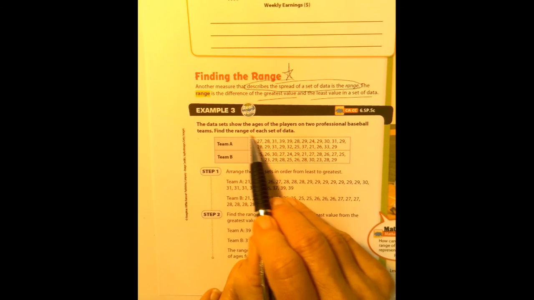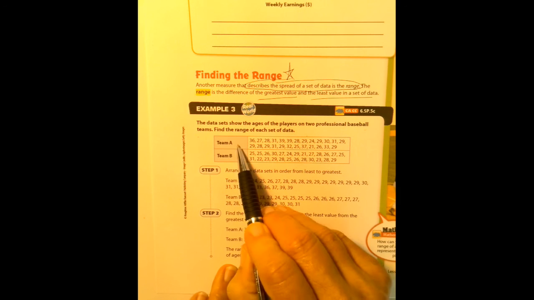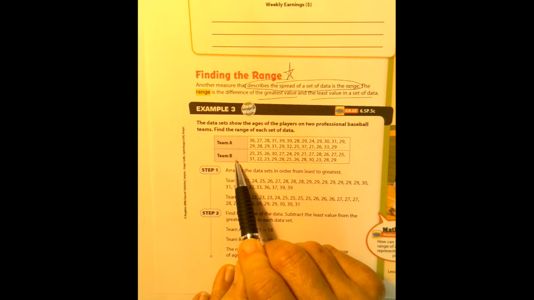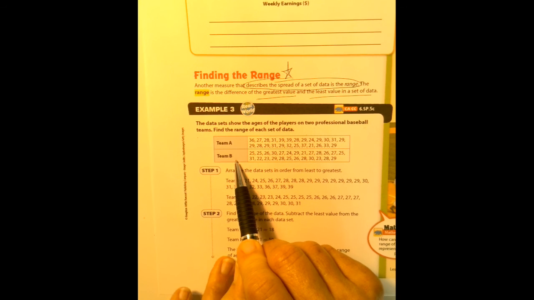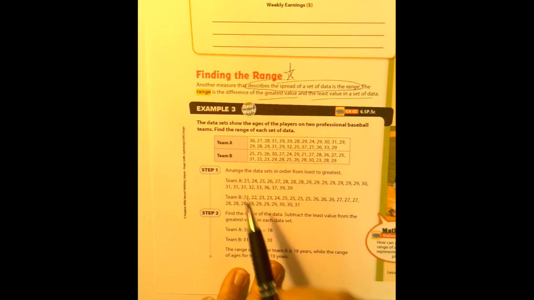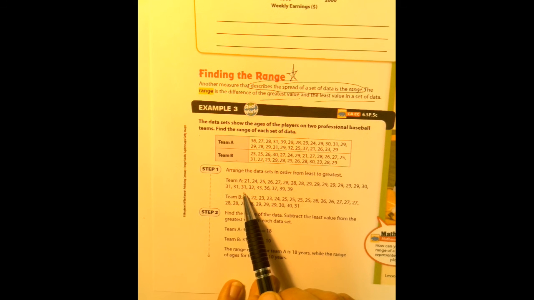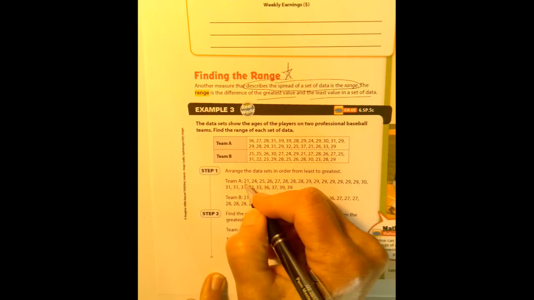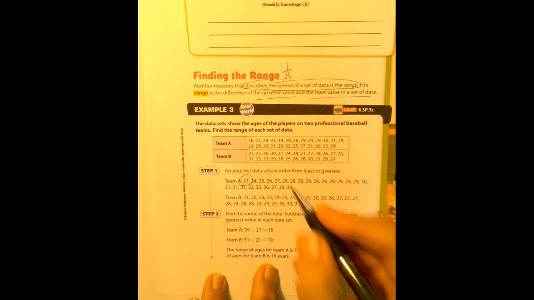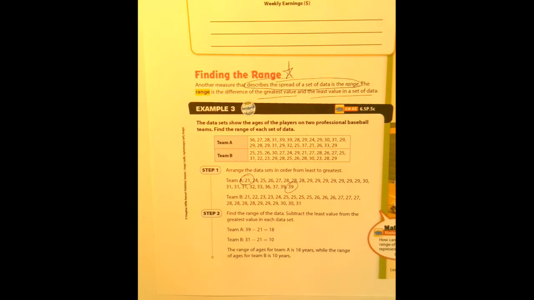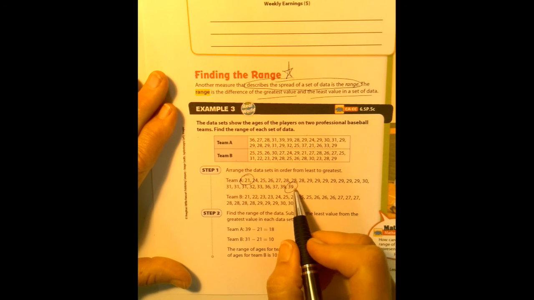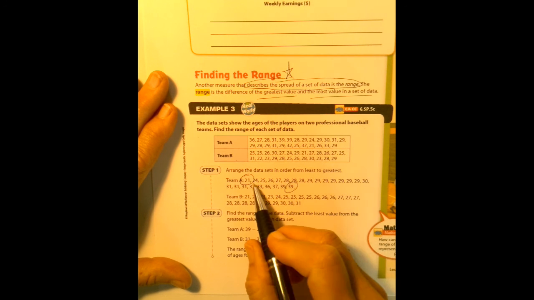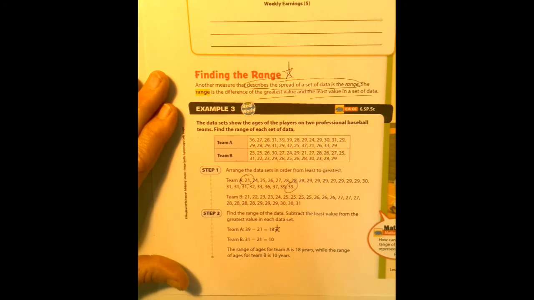So we have Team A with a bunch of data and Team B with a bunch of data. So the first thing you have to do is order them from least to greatest. So just like with median, arranging the data in this order makes it a lot easier to work with. So on Team A, you can see the youngest player is 21 and the oldest player is 39. Range is simply the distance between them. So we subtract 39 minus 21 and we get 18 years. 18 years is the range of ages for Team A.